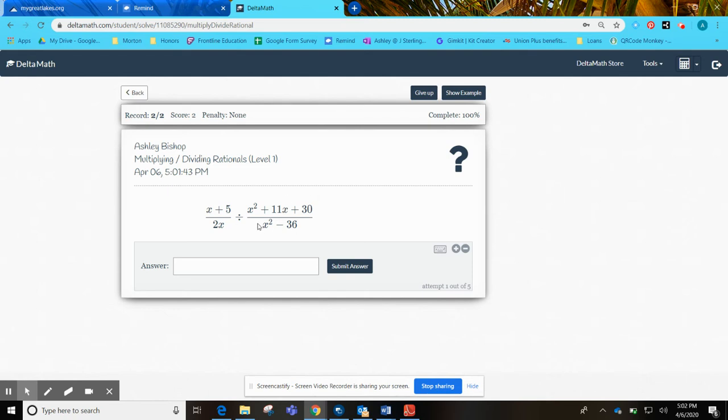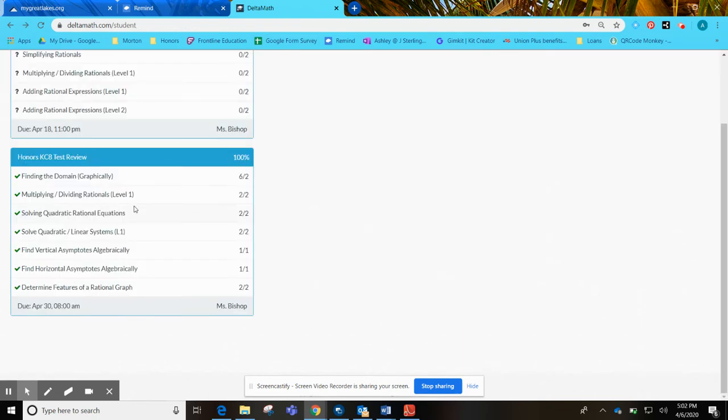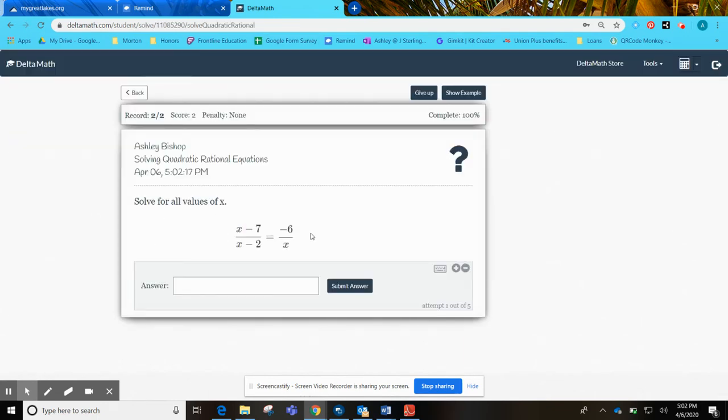Remember, this is x squared minus 36. So you want to take the square root of both terms. We have cross multiply. So solve for all the values of x. When you have two things that equal each other, you need to cross multiply and factor. So cross multiply, get all of your terms on one side and factor.